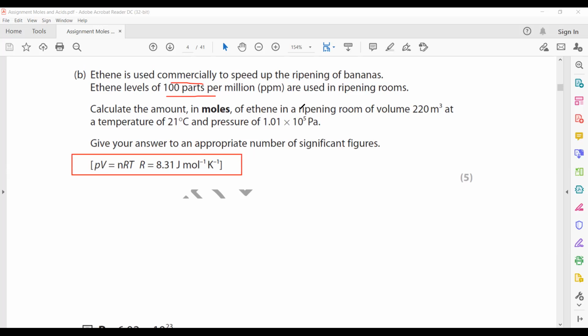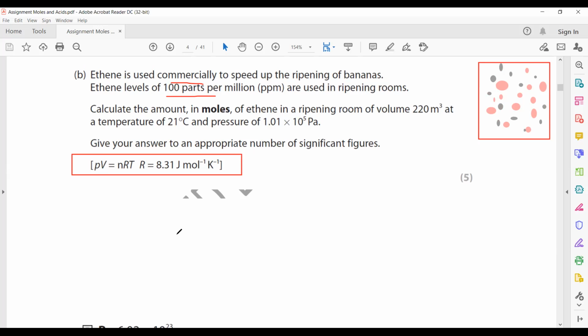So first, what we do, we'll find that a room contains particles, okay, air is there, and in this air, out of 1 million, only 100 parts are ethene. Like if you have 1 million molecules, you will find only 100 molecules are ethene molecules. So first we'll find the total number of molecules, or total number of moles, you can also say. And by using the total number of moles, we will work out the moles of ethene. So first we have the equation PV equals nRT. So we'll find the value of n here.